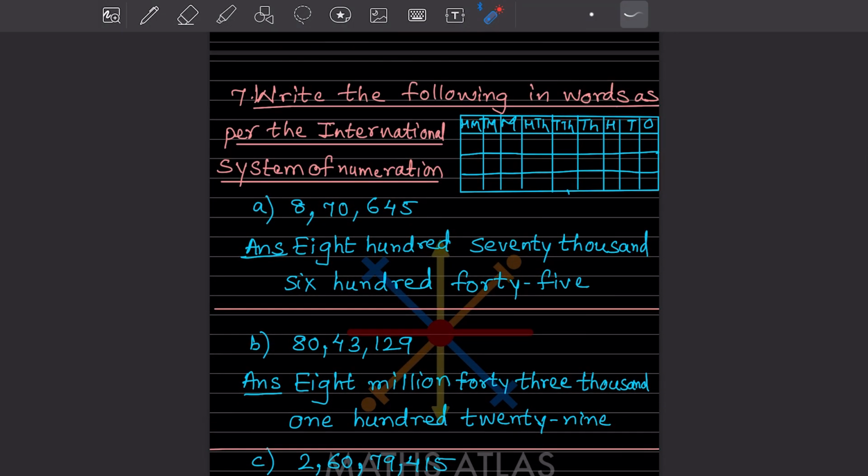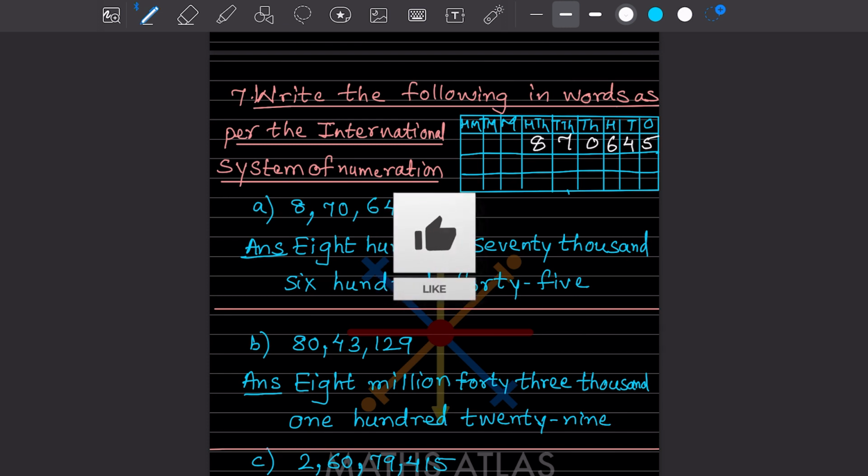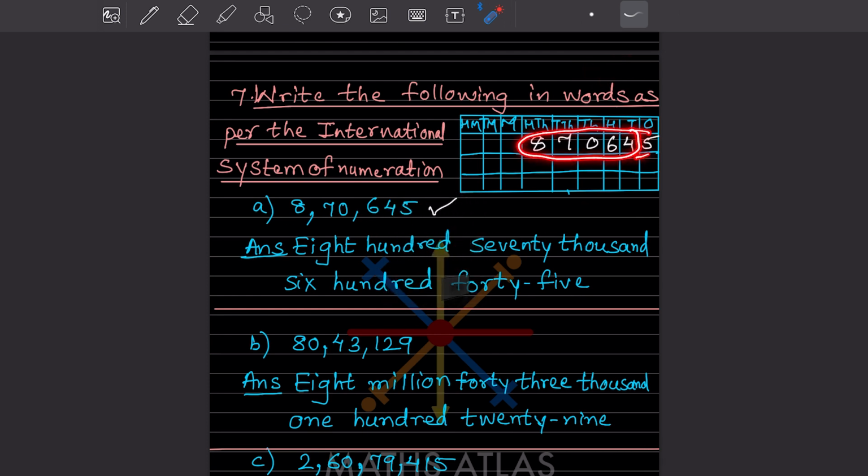What does this problem say? That write the following in words and as per the international system. Okay, so this in words. What are you going to write over here? So now look at here. First, what will you do over here? Directly, first this number, whatever is there, you are going to just write it in the reverse order. 5, 4, 6, then 0, 7, and this is 8. Okay, so now because they have asked you in words, what are you going to do? Same number is already here, but why did I write it over here? So that this helps to write in words.